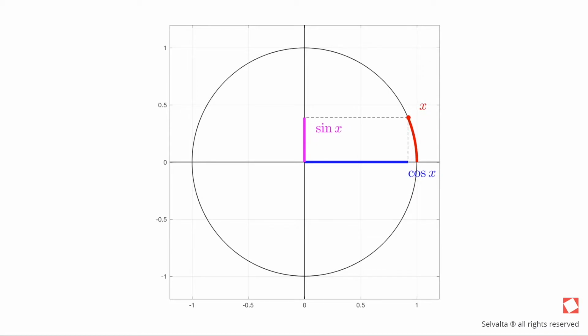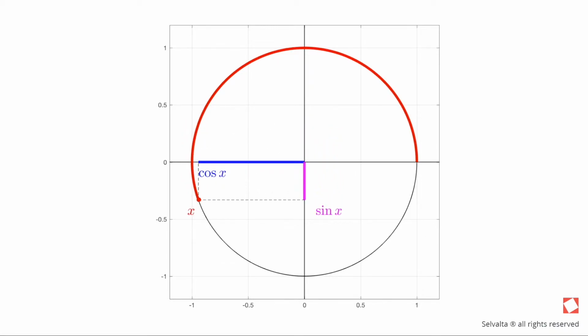Thus, when x is 0, the cosine is equal to 1 and the sine is 0. As far as x is in the first quadrant, both sine and cosine are positive. Else, if x is in the second quadrant, the sine is positive and the cosine is negative, and so on. In the third quadrant, both projections, sine and cosine, will be negative, and in the fourth quadrant, the cosine is back to being positive and the sine remains negative.